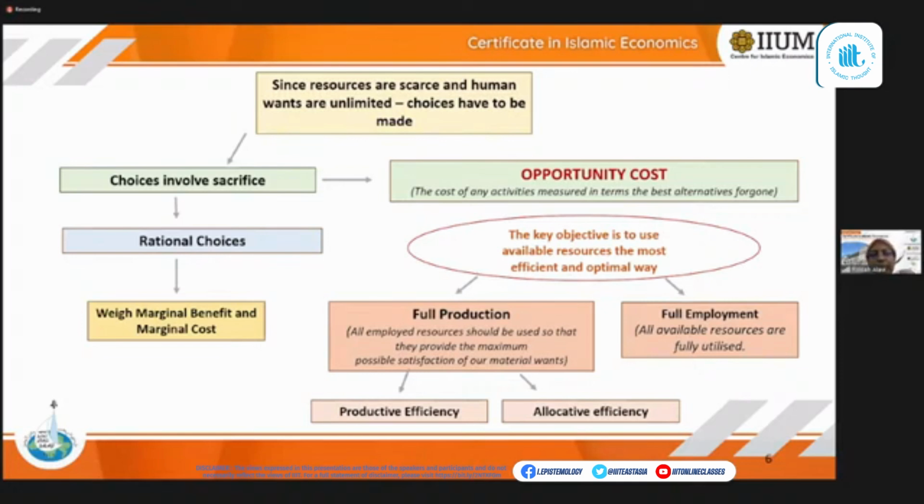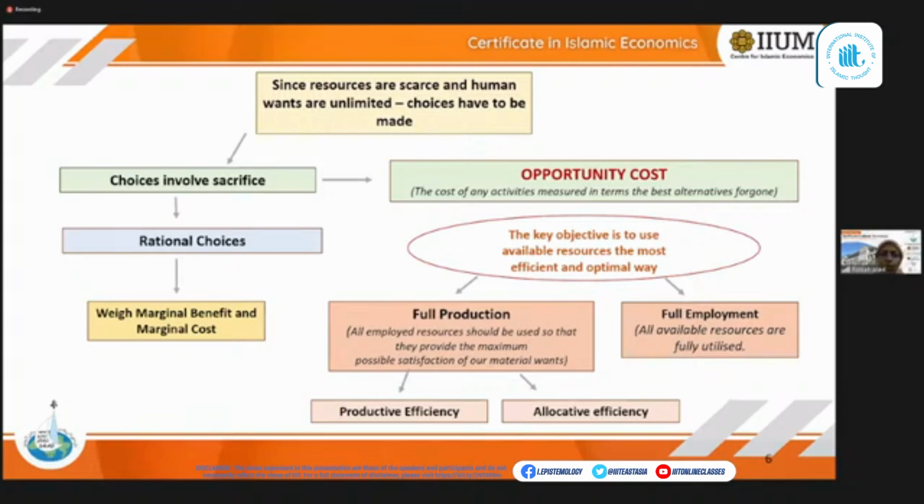One is productive efficiency. Productive comes from the word production. It means that when the economy is producing some products or services, the methods used must be very efficient. Why is it important? When the technology, the method used in production is the best, the most efficient, then the cost of production will be the lowest. When the cost of production is the lowest, then the producer can sell the product at the lowest price.